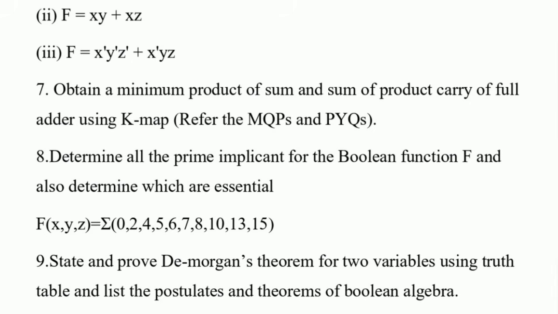Refer to the MQPs and PYQs. Eighth question is determine all the prime implicants for the Boolean function f and also determine which are essential: f(x, y, z) = sigma(0, 2, 4, 5, 6, 7, 8, 10, 13, 15). Ninth question is state and prove De Morgan's theorem for 2 variables using truth table and list the postulates and theorems of Boolean algebra.